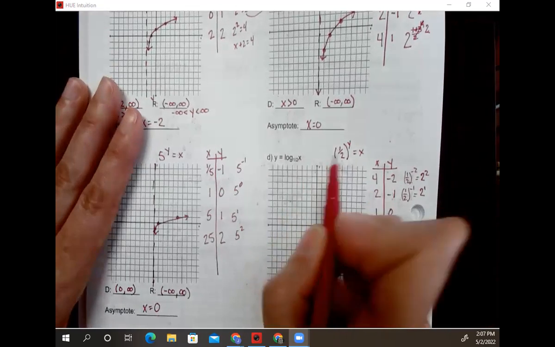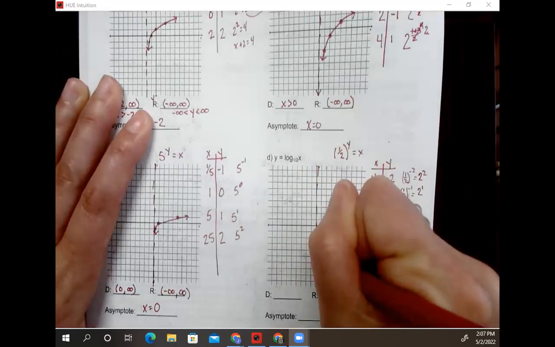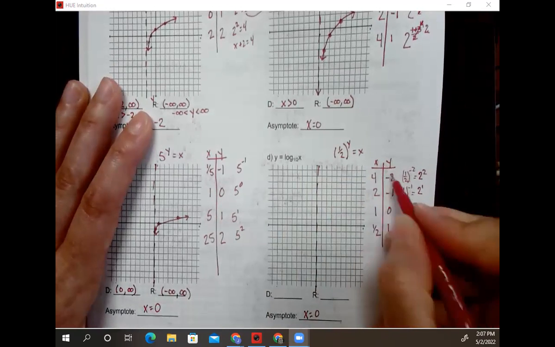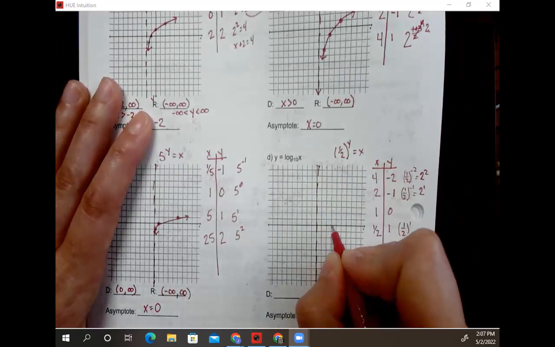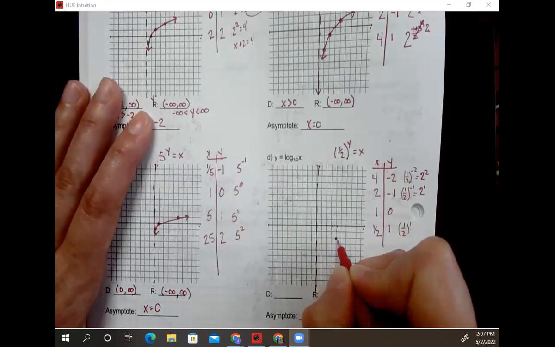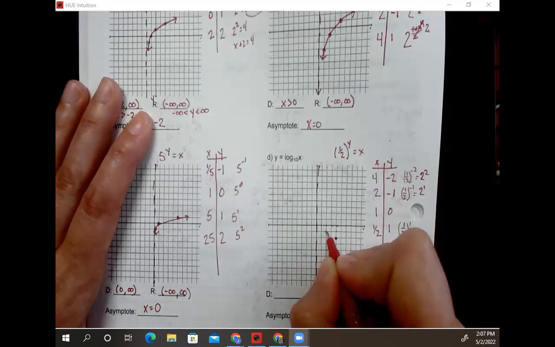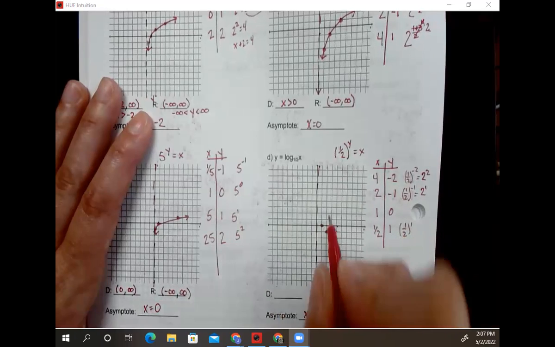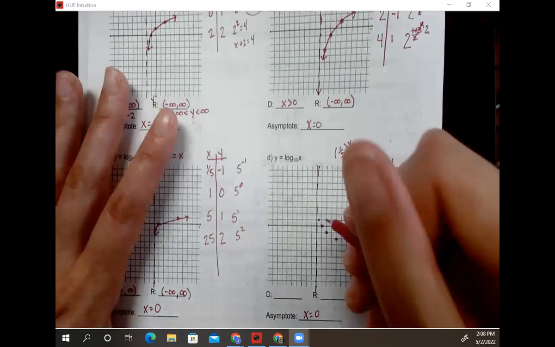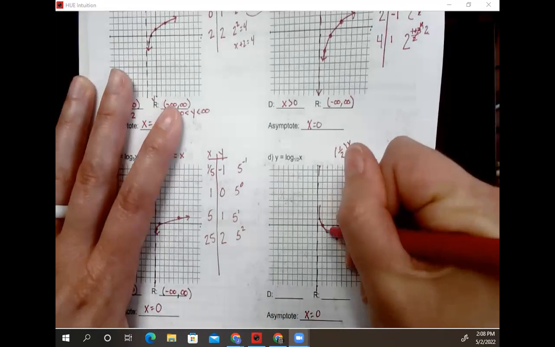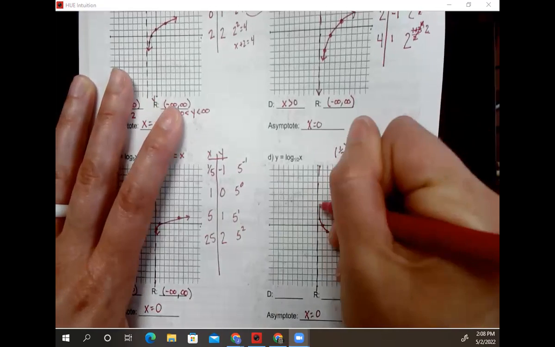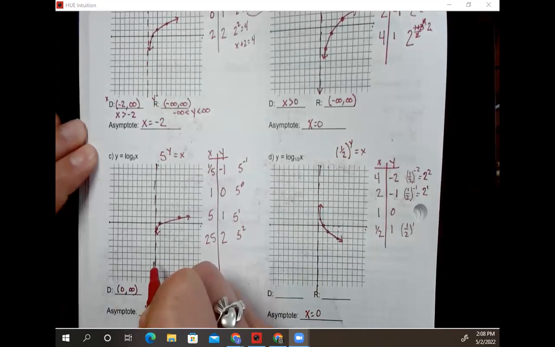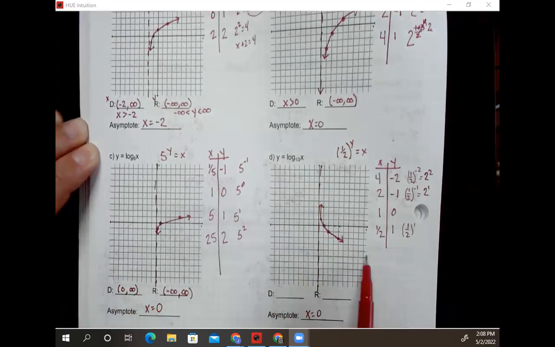I'm not moving left or right any, so my asymptote stays right on the y-axis, and it will be x equals 0. And now let's plot our points. So this would be (1/4, -2)... I mean, 4 comma negative 2, 2 comma negative 1, 1 comma 0, and a half comma 1. So notice we get sort of an upside down log here. This one's kind of flipped from the other problems that we've had so far. Okay, normally they go like this. This one's going the opposite.